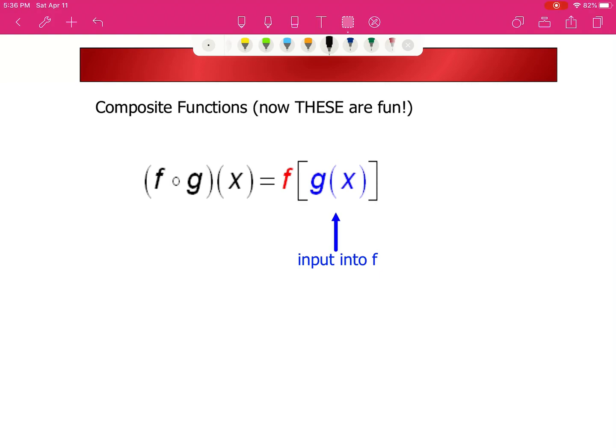Composite functions are a way of working with two different functions, but in this case you put one function into another. We can write composite functions with notation two different ways.